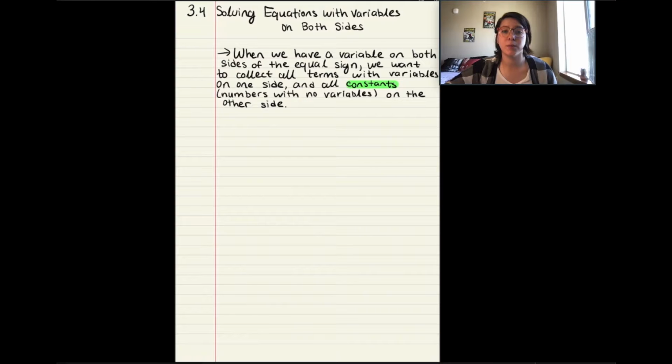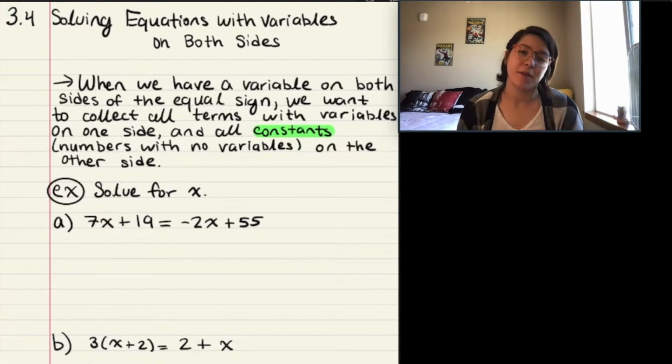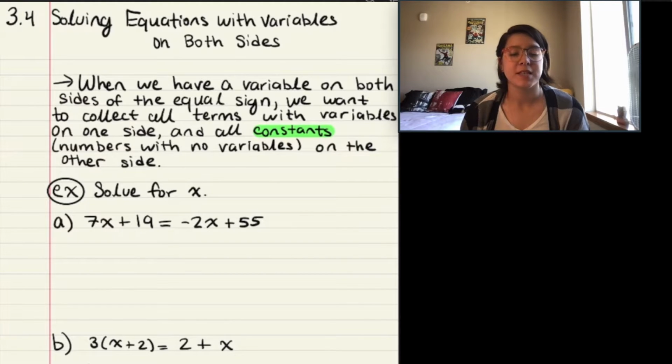So when we have a variable on both sides of the equal sign, we want to collect all the terms of variables on one side and all our constants, which means the numbers with no variables, on the other. So let's look at some examples. We want to solve for x. Example A, we have 7x plus 19 is equal to negative 2x plus 55.